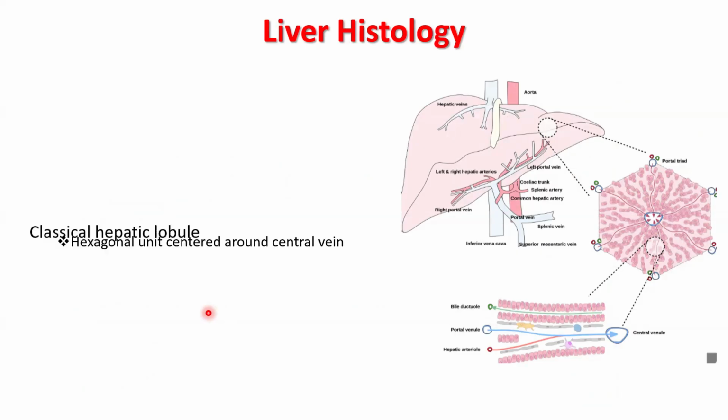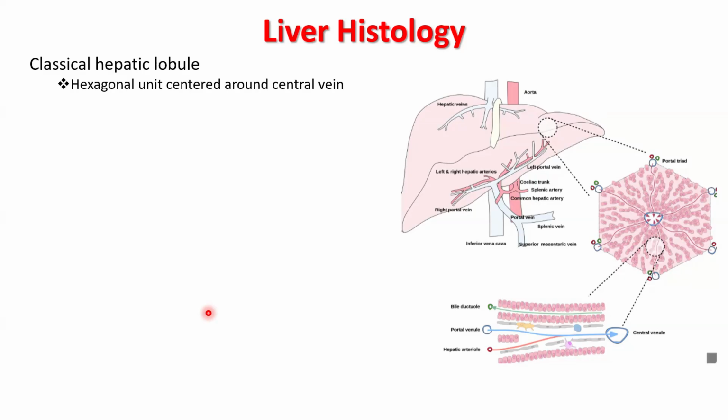And this histology of the liver has three types of lobules. But today we'll check on one important type of lobule, which is the classical hepatic lobule. It's called classic hepatic lobule because it's hexagonal in nature, and it has one central vein at the center, surrounded by six portal triads.